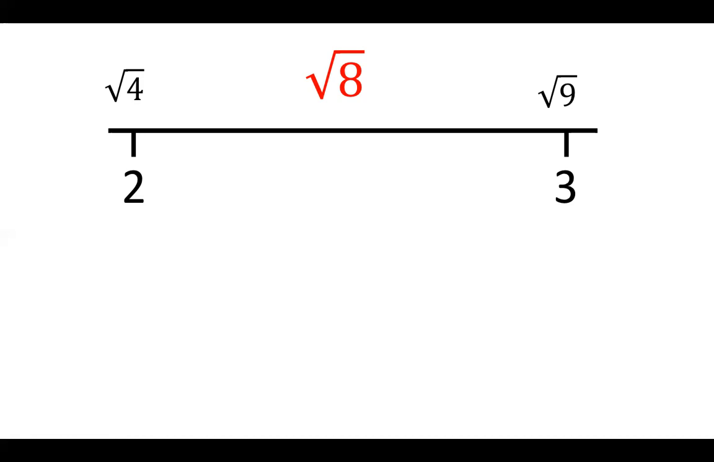Basically, we are looking for perfect squares before and after the number that is not a perfect square. For square root of 8, we look for one before and one after that are perfect squares. And then we can estimate what the value of that particular square root is going to be.